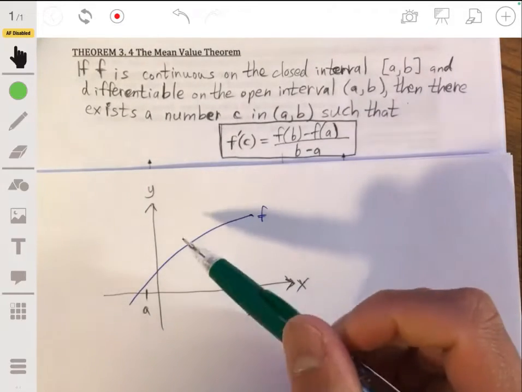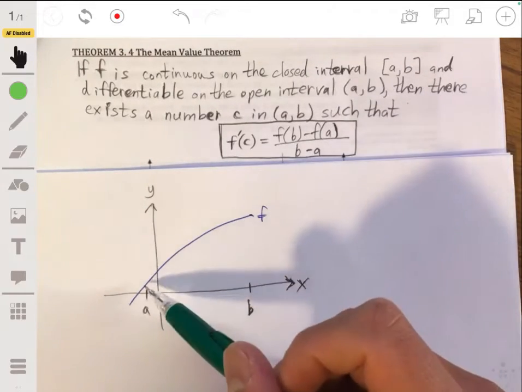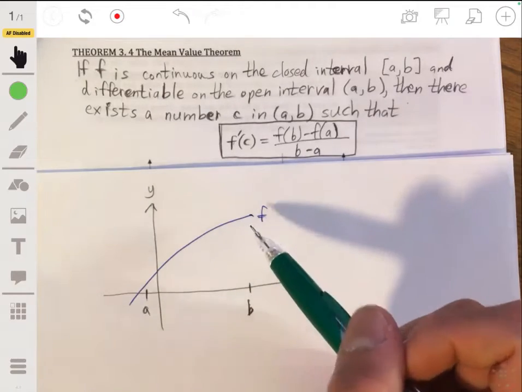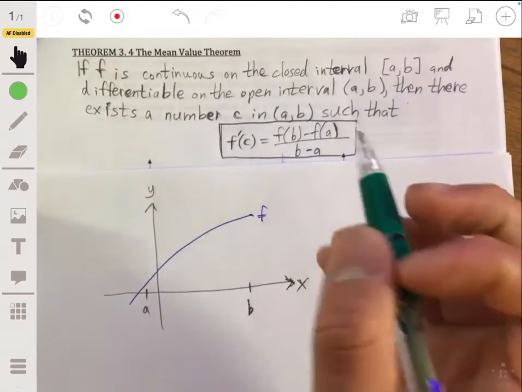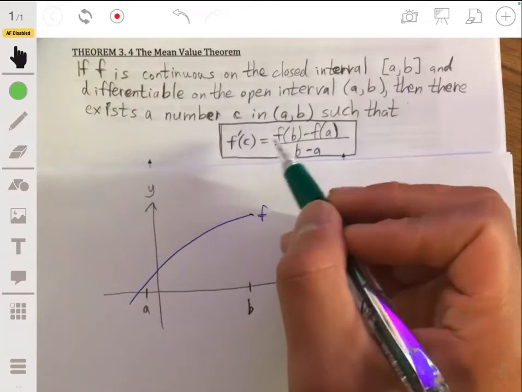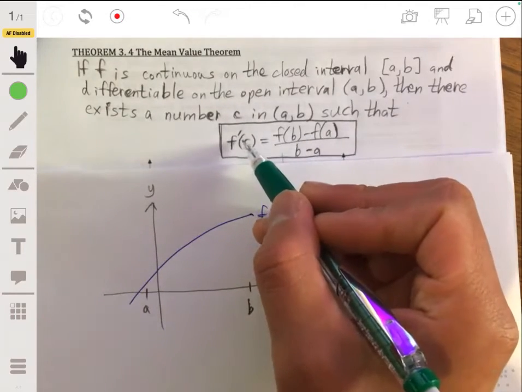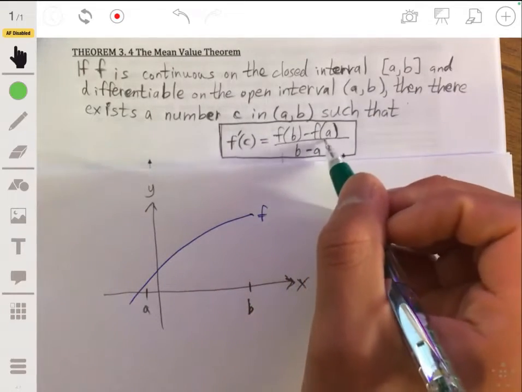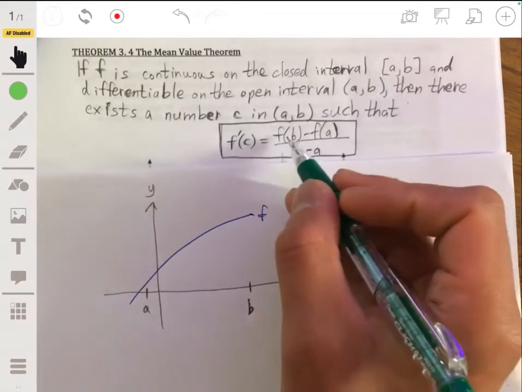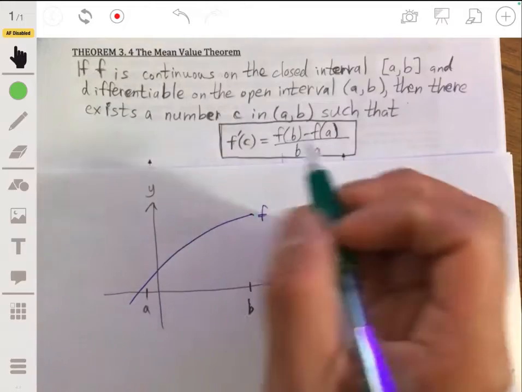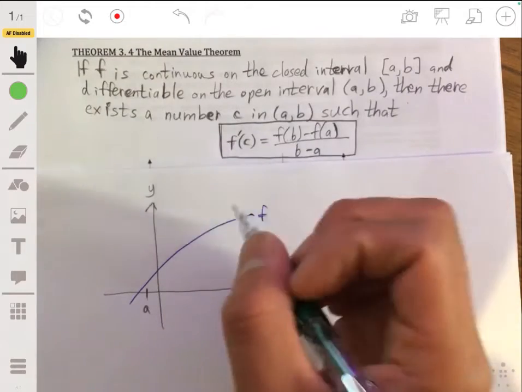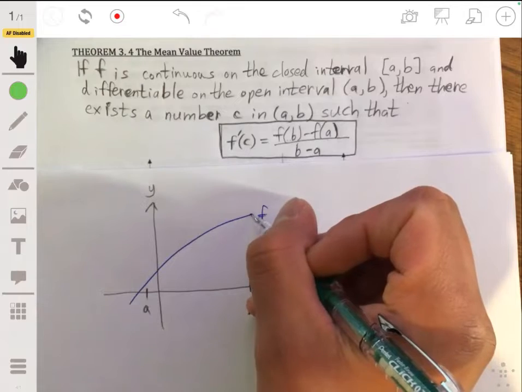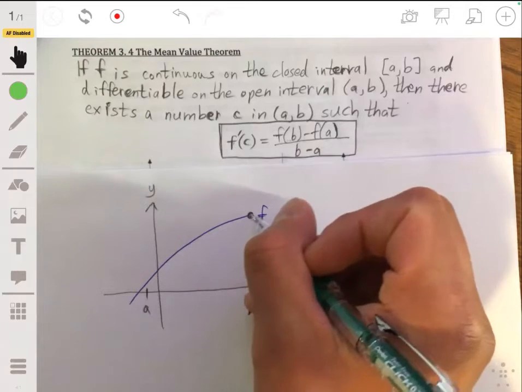Okay, so we know that the function is continuous on the interval [a, b], and it's differentiable since it's smooth. So we're good. Now let's see what this is saying. It says the derivative at some point c between a and b is going to be equal to f(b) minus f(a) over b minus a. Well, let's show what f(b) is and what f(a) is, and then what b minus a would be.